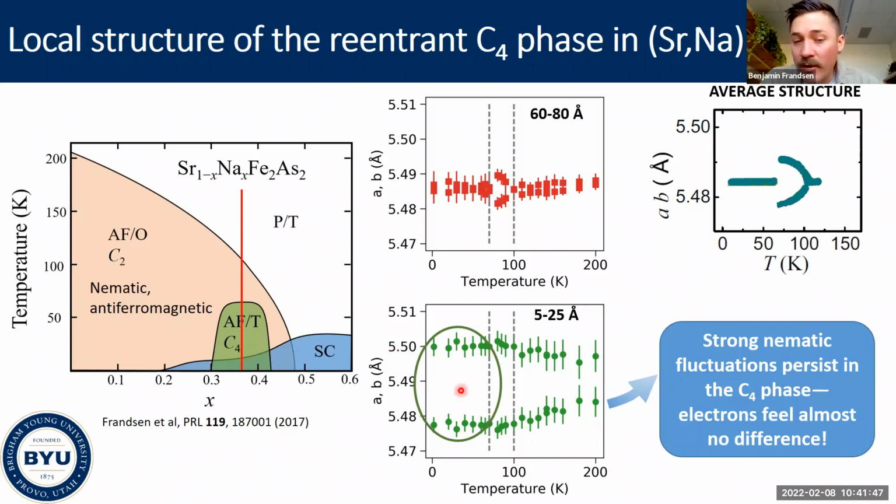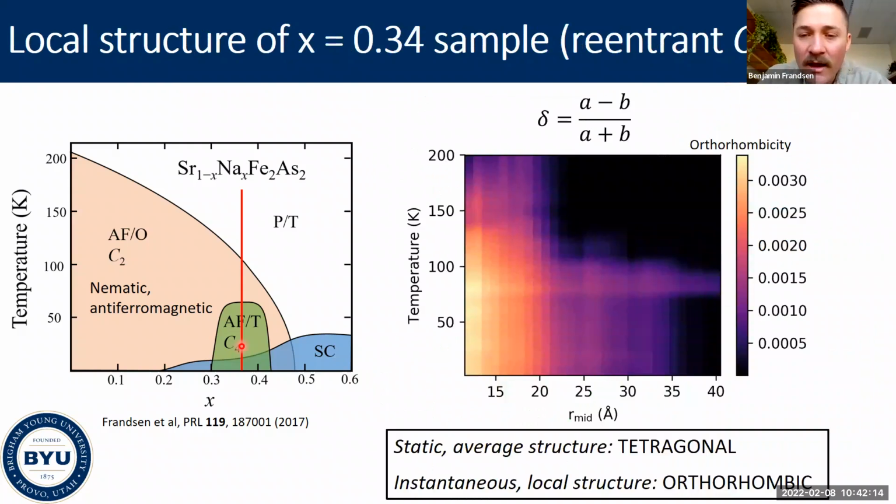And that's not a long range distortion, because as we go out over longer length scales, it averages out to 0 and we recover that tetragonal symmetry. But in the immediate local surroundings, that orthorhombic distortion, that nematic distortion, is still present. Okay, so we have strong nematic fluctuations even in the C4 phase. So this was interesting and surprising to see that even deep into the C4 phase, the nematic fluctuations are preserved.